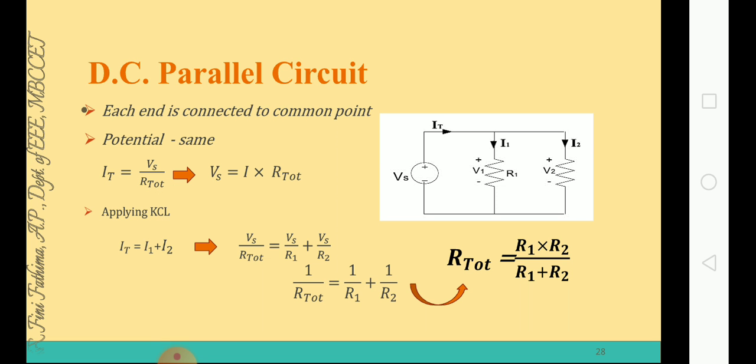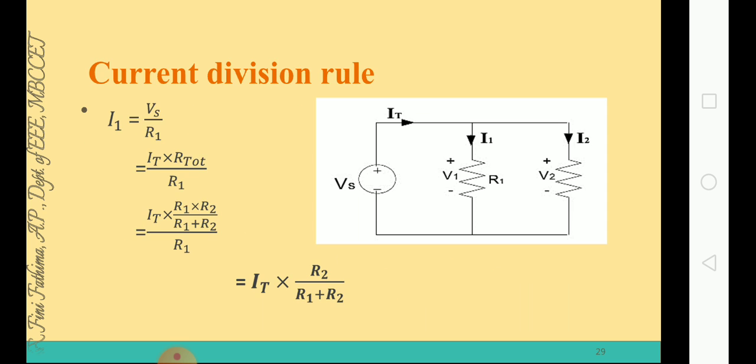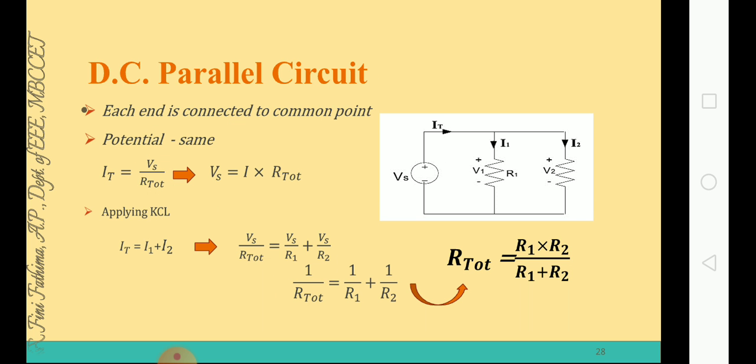Now in this parallel circuit, if we want to find the total current IT, then IT is equal to Vs divided by R total, the total resistance in the circuit. So the total current equals the source voltage Vs divided by the total resistance. If so, we can write the voltage Vs as IT, the total current, times R total, the total resistance.